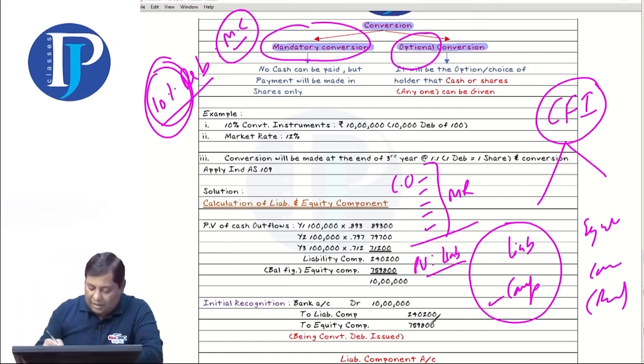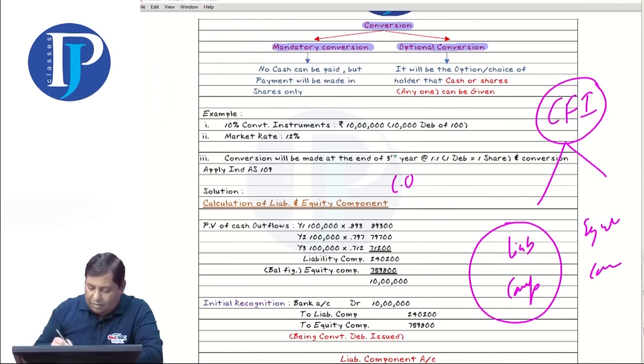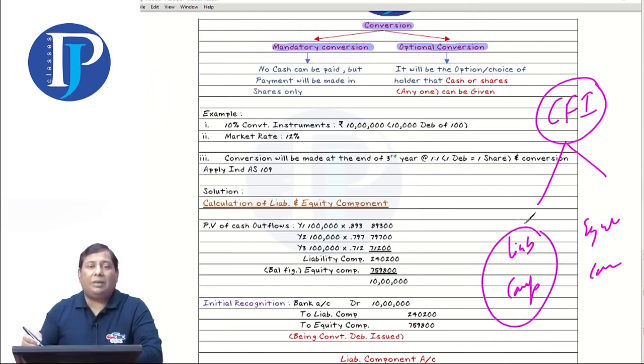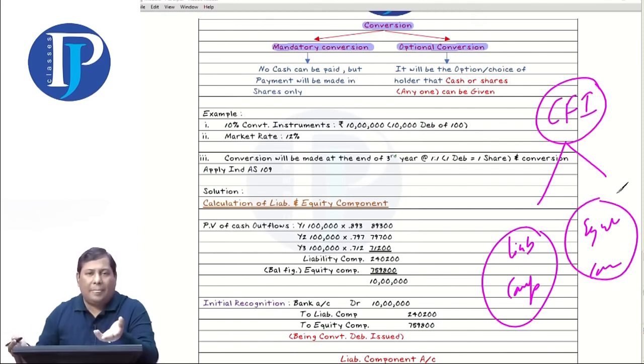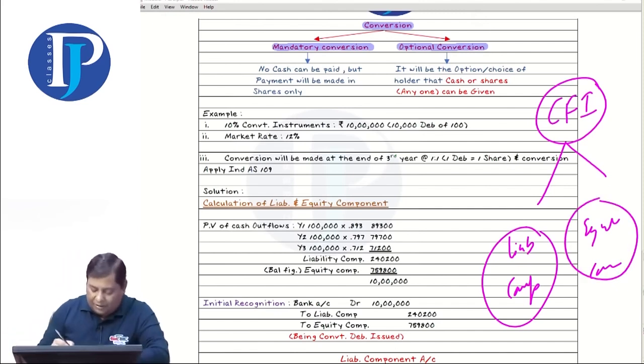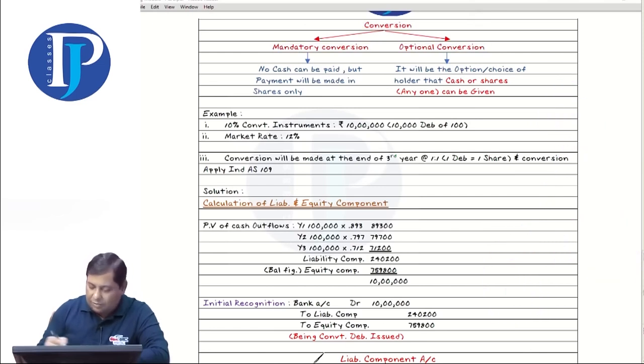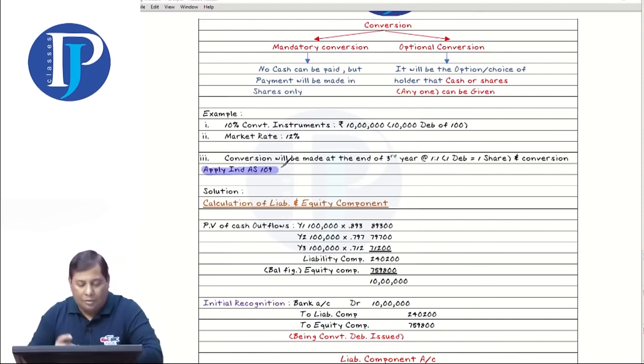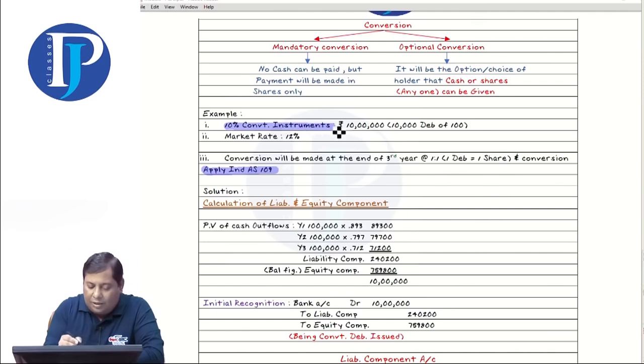We have done an example also previously, where we apply the amortized method on the liability component. Interest was due and then it was paid. It's finished. Now only the equity instrument remains in the end. So we did an example of split off also. First of all, we learned to solve it as per 109. In 109 it says, I have 10% instruments worth 10 lakh rupees. The market rate is 12%. We need to do the conversion by the end of the third year, in a 1:1 ratio. One share for one debenture.